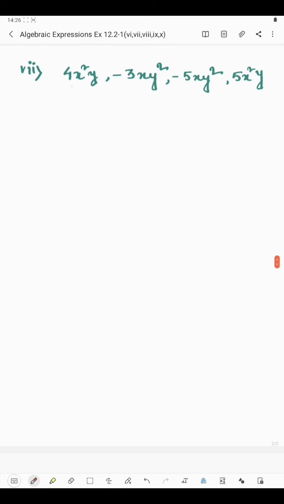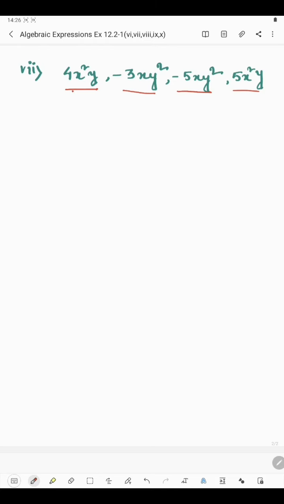Now in the 7th part we have 4x square y, comma, minus 3xy square, comma, minus 5xy square, comma, 5x square y. So here after this term a comma is given, that means in this expression only one term is there. Again here also in this expression one term, in this expression also one term, in this expression also one term. So here we have 4 expressions. Okay, and since we are following the column method, we'll have to write these 4 expressions in 4 different lines.